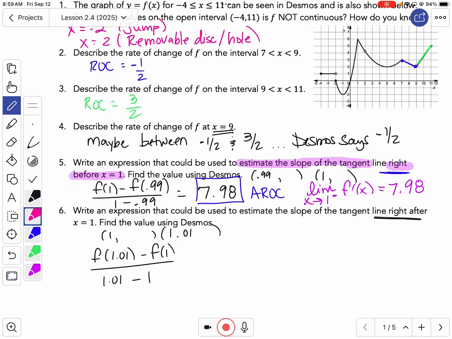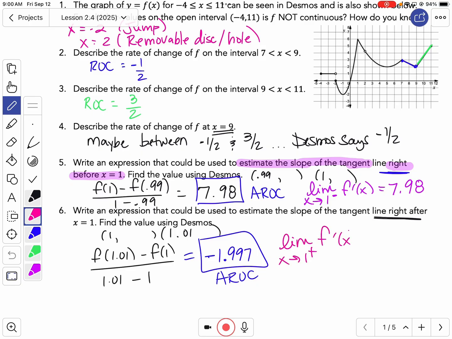All right, if you do that one, again, that's an average rate of change. We should get about negative 1.997, something like that, for my average rate of change. That too is a limit, because I was getting close to 1 from the right. It's my derivative because it's the slope of my tangent, and we got negative 1.997. So on one side, the slope of my tangent is 7.98. On the other side, it is negative 1.997, and those were limits because we got as close as we could possibly be.